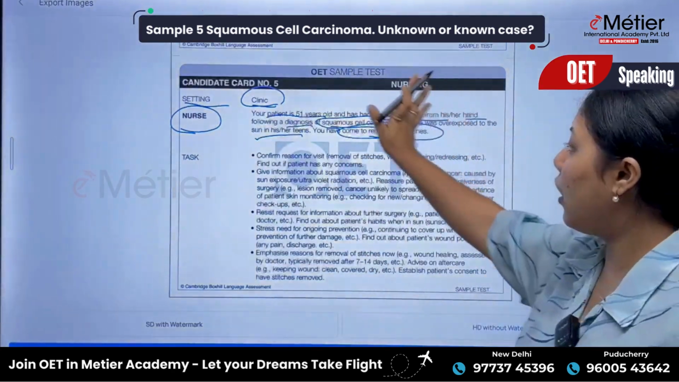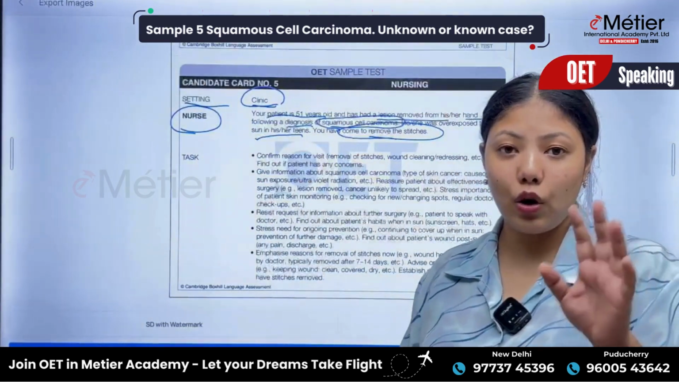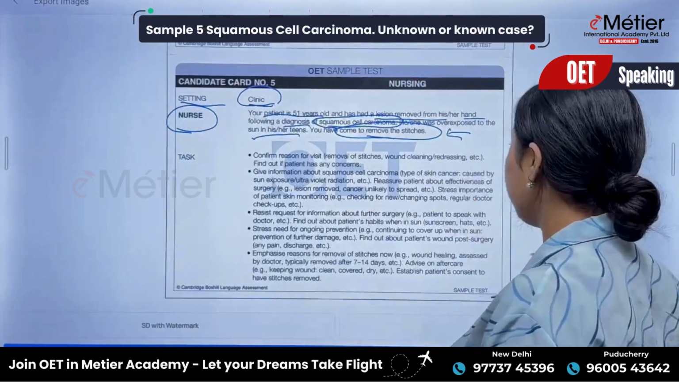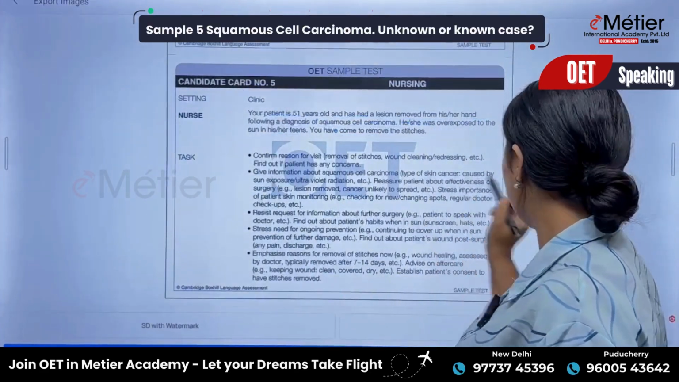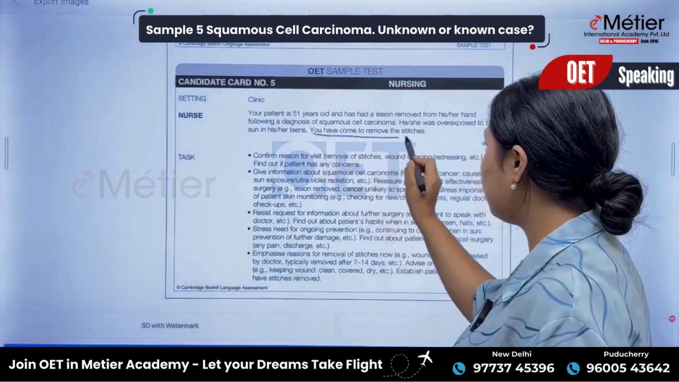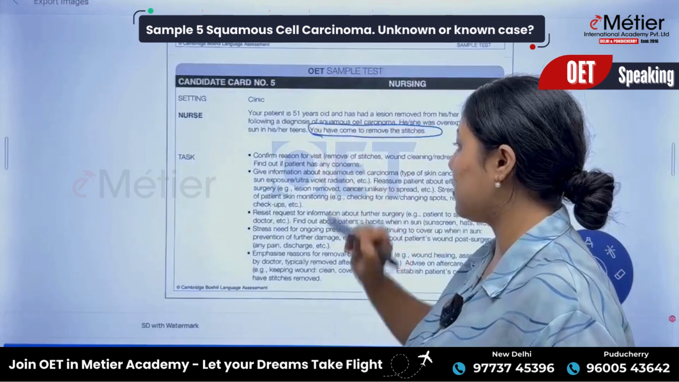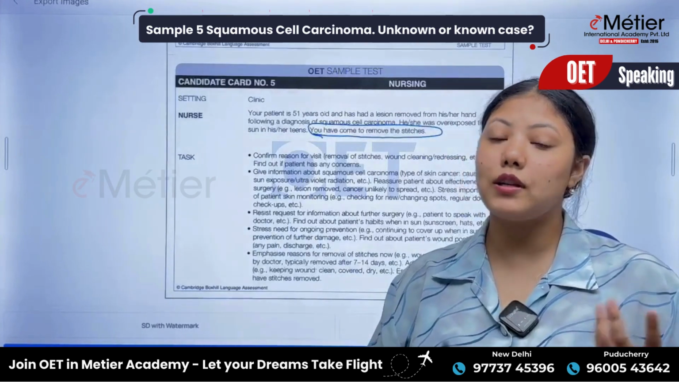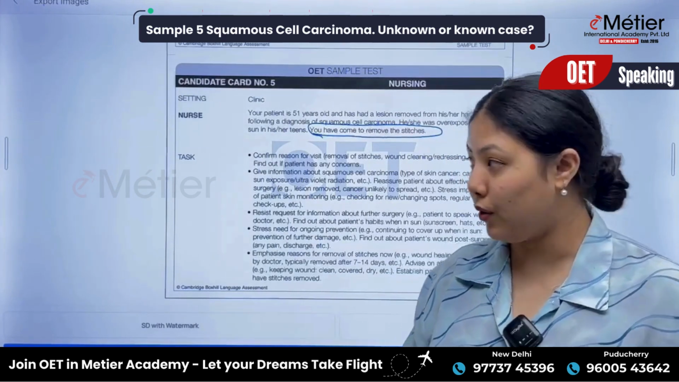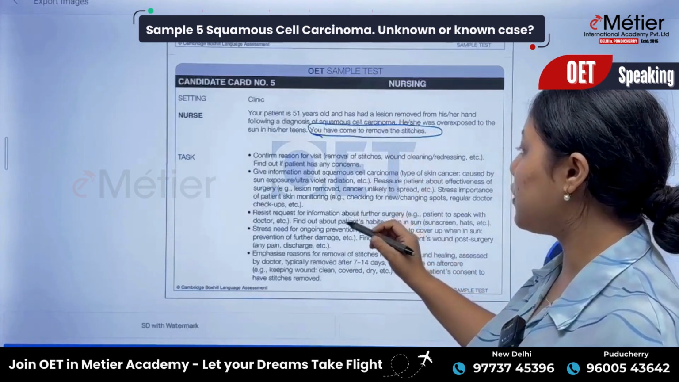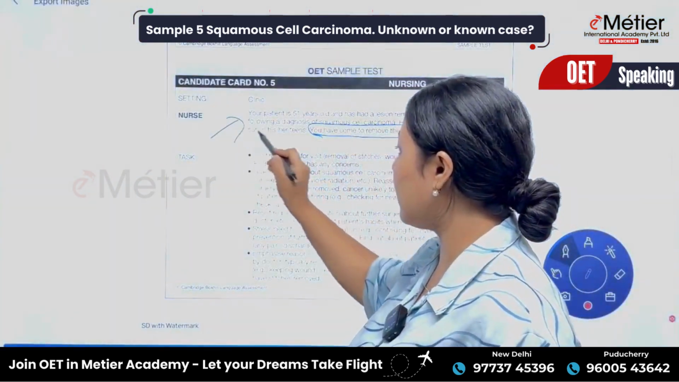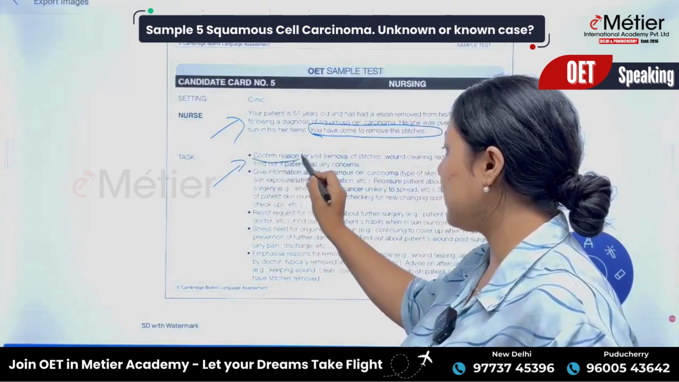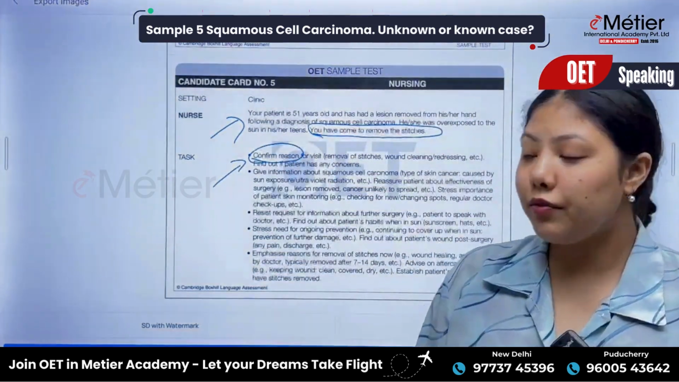Now, forget all the other things. Your focus should be this part. It says, you have come to remove the stitches. That means you have already met the patient. So, is there a need to introduce yourself or ask for the name of the patient? No. All right. You have come to remove the stitches. You're simply going to state the condition, state about the observation, and start with the first task, that is to confirm the reason of visit.